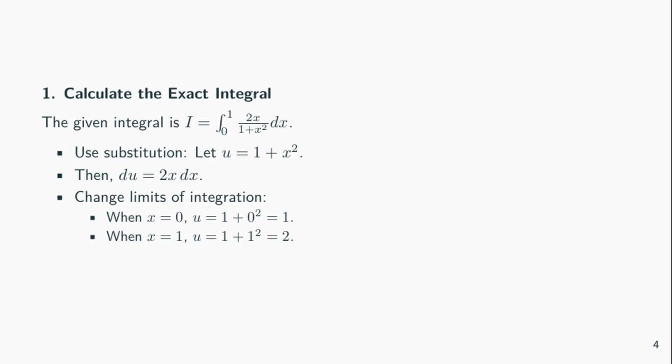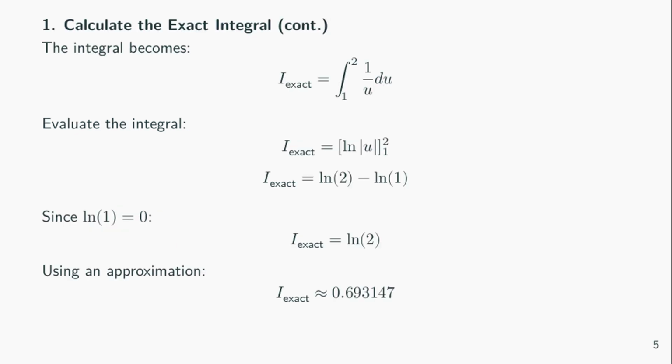Now when we do a substitution like this, we also need to change the limits of integration. When x equals 0, our new lower limit for u will be 1 plus 0 squared, which is just 1. And when x equals 1, our new upper limit for u will be 1 plus 1 squared, which is 1 plus 1, giving us 2. So with our substitution and new limits, the integral transforms into the integral from 1 to 2 of 1 over u du.